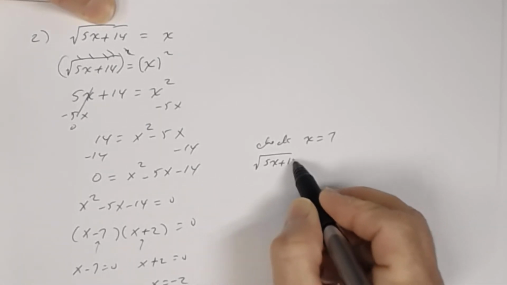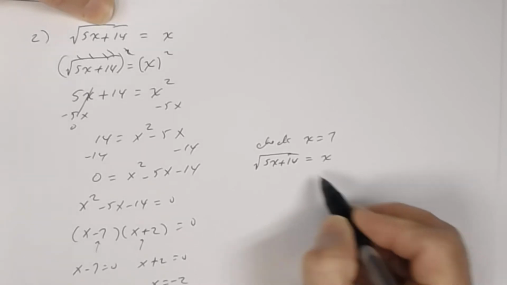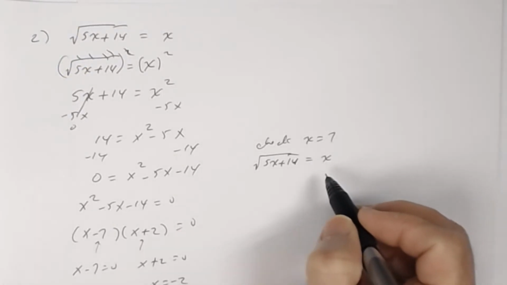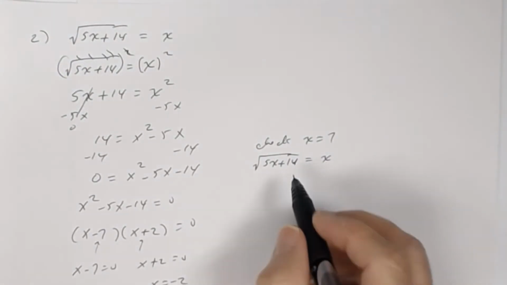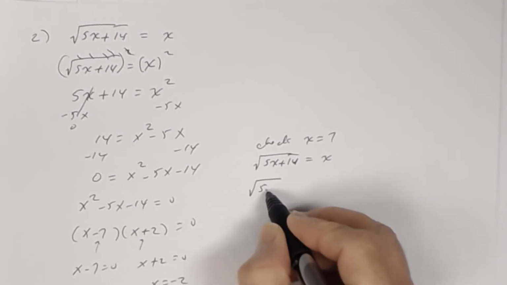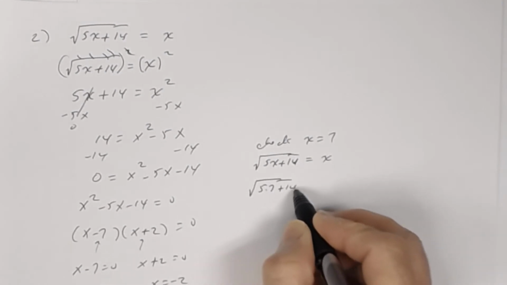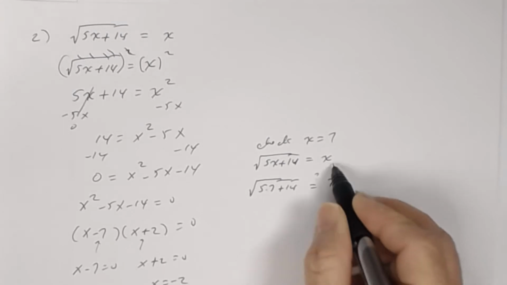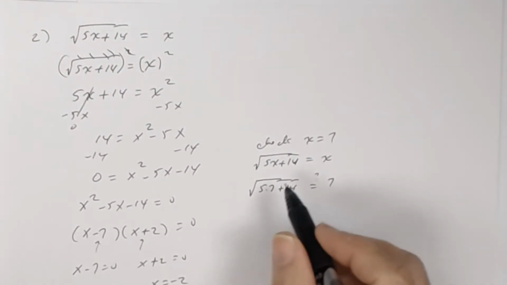5x plus 14 is equal to x. Okay, so in place of x, we're going to substitute 7. So I get the square root of 5 times 7 plus 14, and we see that's going to equal x, which is 7. So let's see if those two sides are equal.